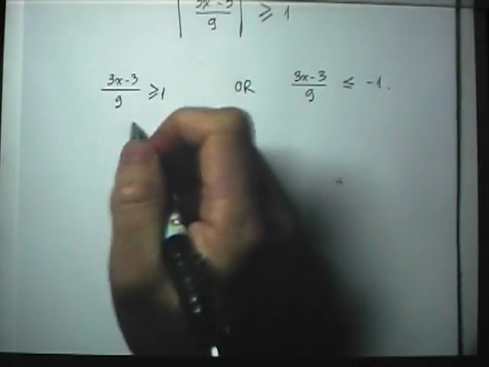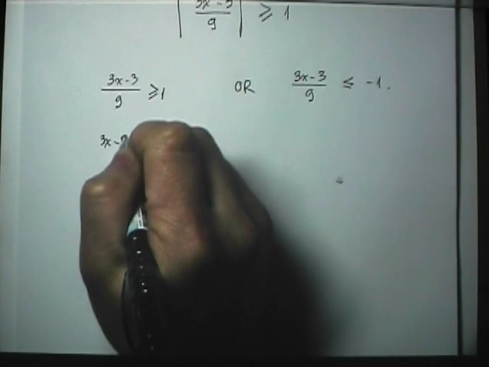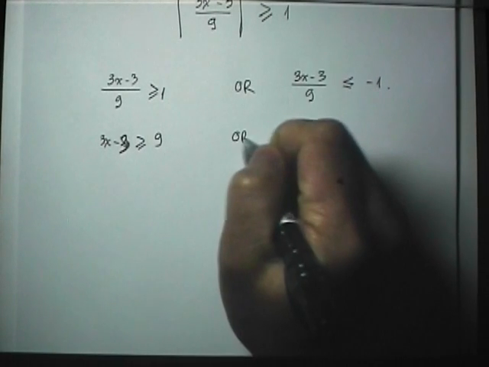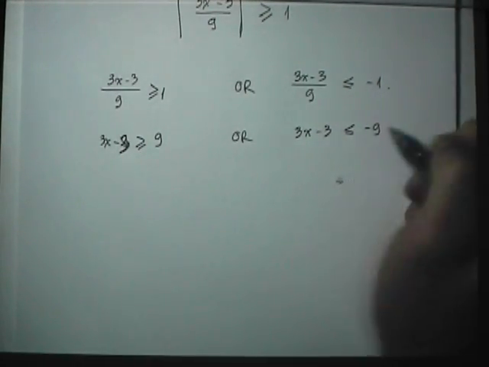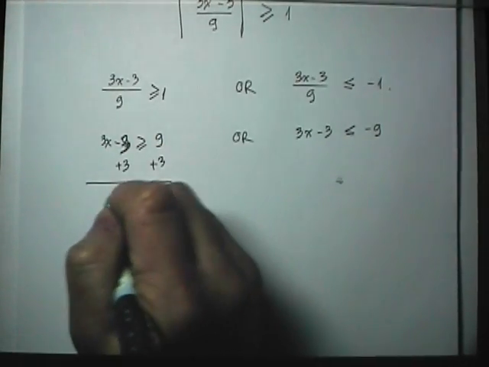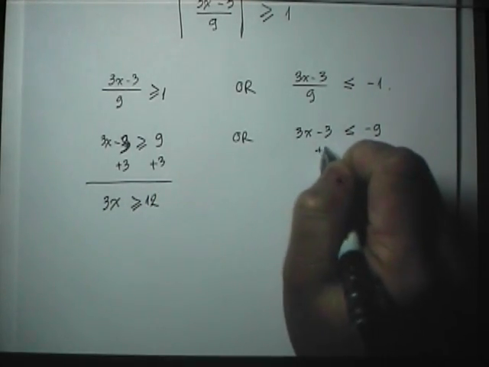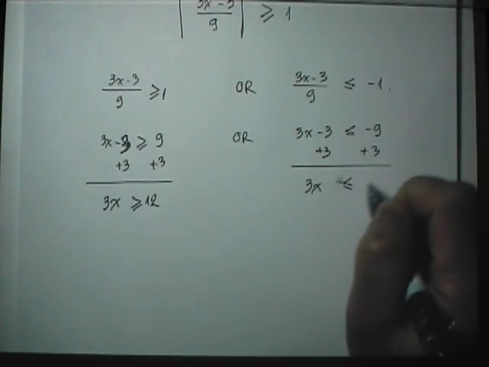And so, solving each inequality independently, multiplying both sides by 9, you have 3x minus 3 greater than or equal to 9, or the other one, 3x minus 3 is less than or equal to negative 9. And so adding a 3 to both sides, that gets me 3x greater than or equal to 12, and 3x less than or equal to negative 6.